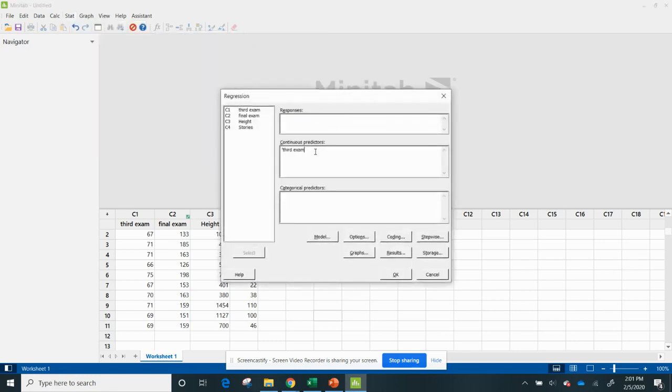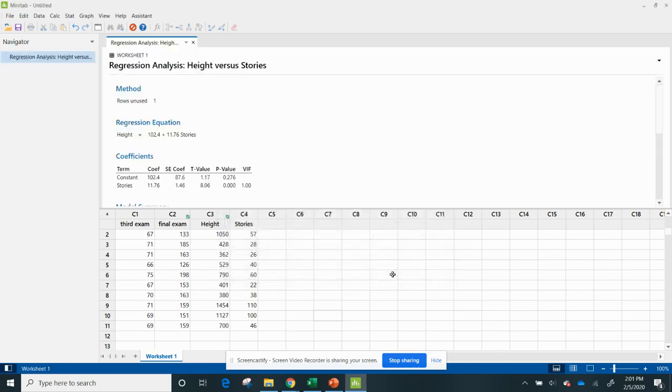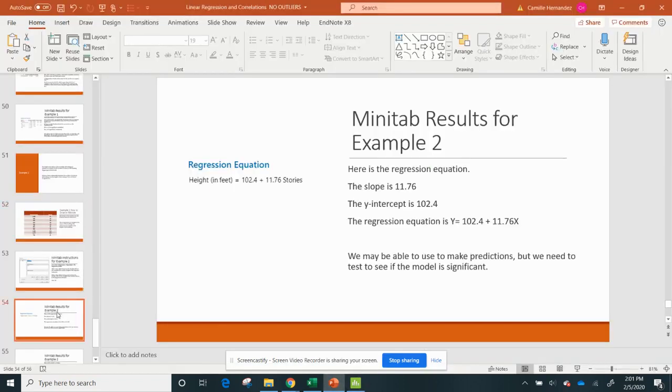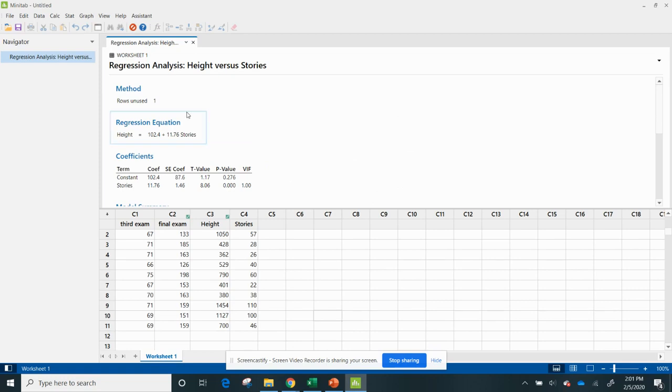If you've got any other data in there from before, you want to clear it out. Again, remember I said my height was my y and my stories was my x. Responses is y, continuous predictors is your x. Hit OK, and it gives me everything I need. So I want to go in and look at everything. I'm going to look at my results. So my regression line here is the same thing that you get here.